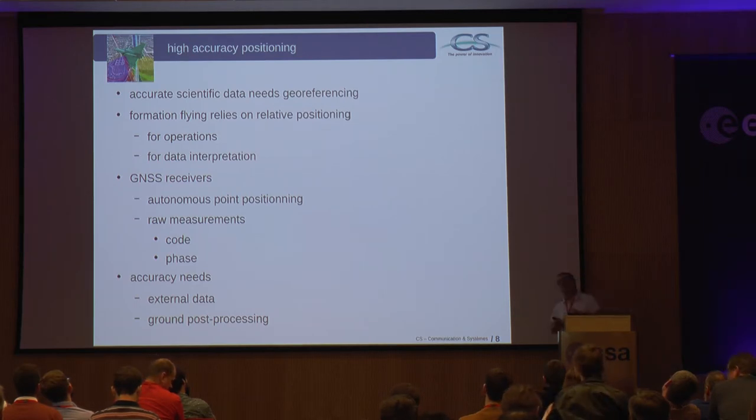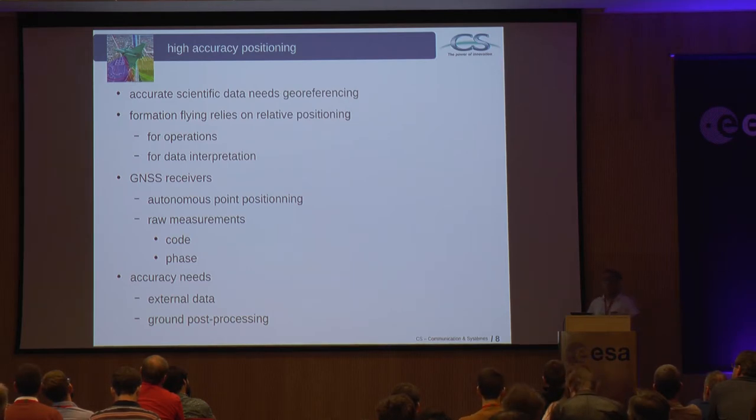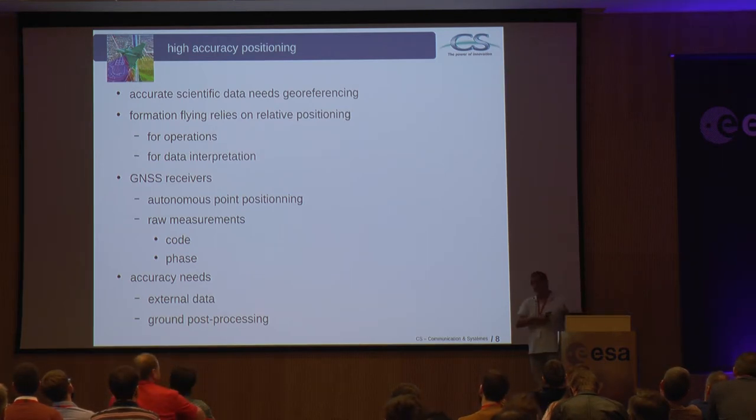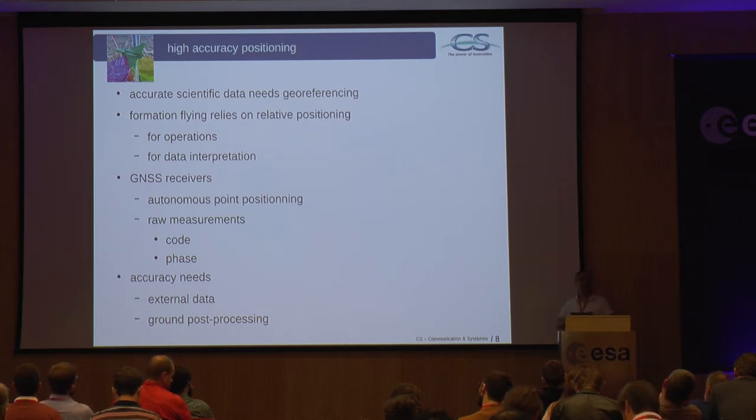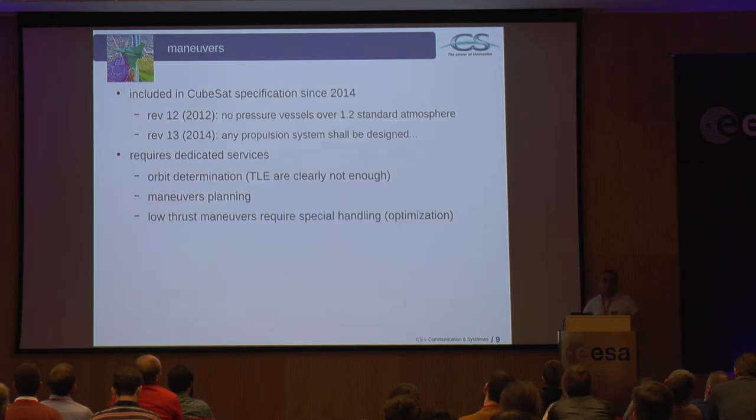Or you get the raw measurements, the phase and the code measurements from the GNSS receiver, and then you do the processing on the ground because you cannot do such complex computation on board. But then you will get a very accurate system. In this case, you will need some external data that you gather on the ground, and you need post-processing on the ground in order to get mainly the phase measurements for GNSS. And then you get centimeter-level accuracy. But it is quite tough to do.